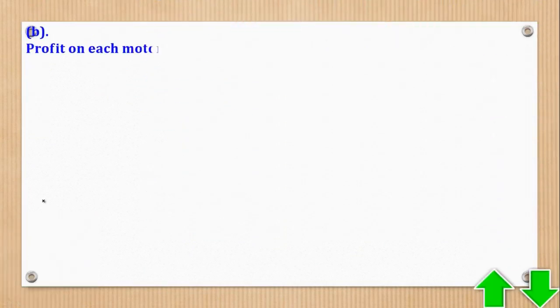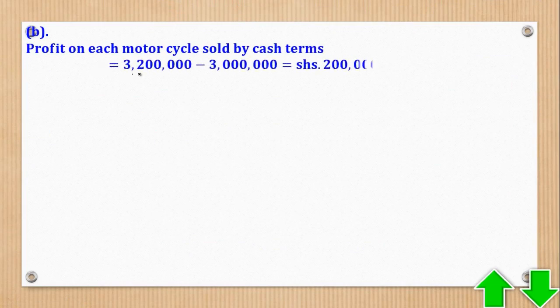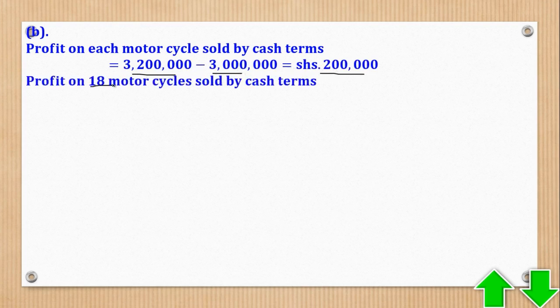So we shall come and say that the profit on each motorcycle sold on cash terms is the cash price minus the cost price, which is 200,000. But there were 18 motorcycles bought on cash terms, so the total profit will be 18 times 200,000, which gives you 3.6 million.